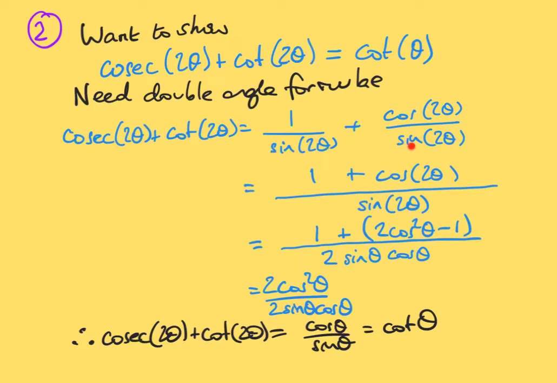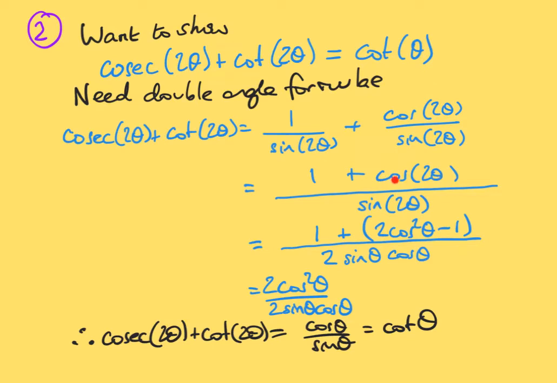So they have a common denominator, so we have 1 plus cos of 2 theta divided by sine of 2 theta. Let's look at the denominator first. The formula for the sine of 2 theta is 2 sine theta cos theta. For the cosine of 2 theta in the numerator, I know 3 different ways of writing it. One is cos squared theta minus sine squared theta. One is 1 minus 2 sine squared theta. And the third version is to write it as 2 cos squared theta minus 1.